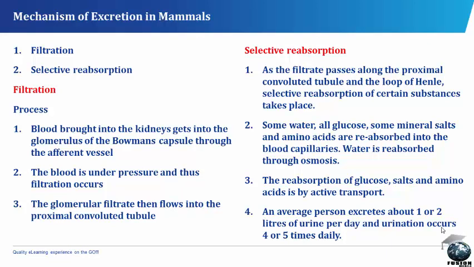When the bladder is full, the urethral sphincter relaxes, allowing the urine to pass out of the body through the urethra. An average person excretes about 1 to 2 liters of urine per day, and urination may occur 4 or 5 times daily. Less urine is excreted on a hot, dry day than on a wet day. During hot weather, perspiration or sweating occurs, and so less urine will be produced.